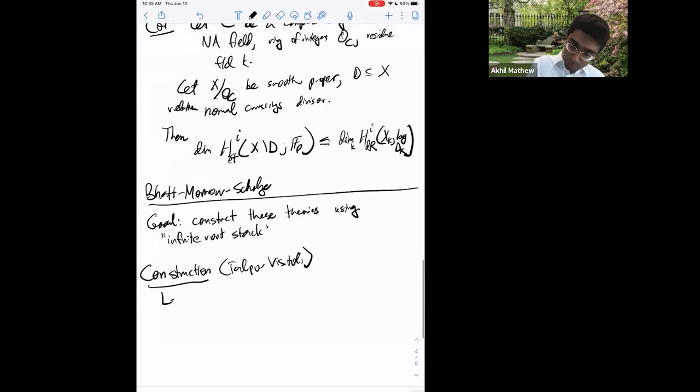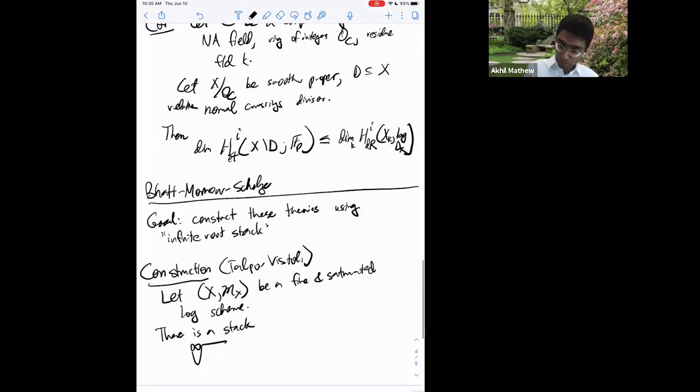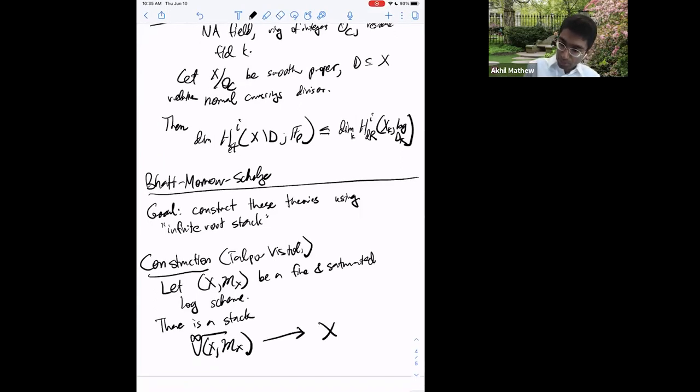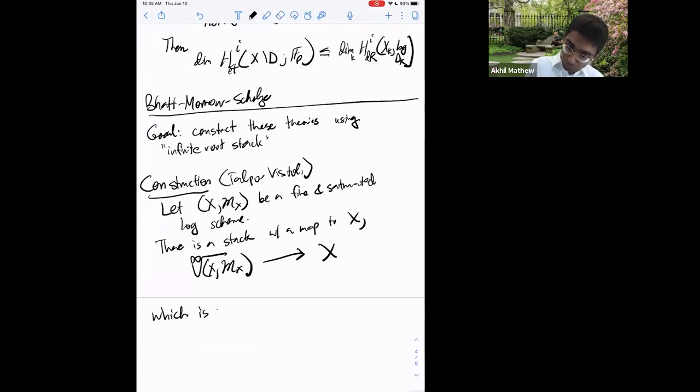It takes as input a fine and saturated log scheme (X, M_X). Then what they do is construct a stack that we'll denote the infinite root stack of this log structure. The stack comes with a map to X, which is an isomorphism where the log structure is trivial. And somehow the stack is encoding the geometry of the log structure.